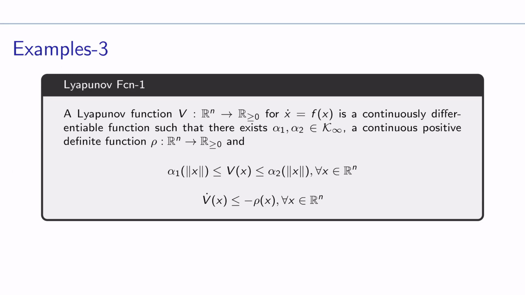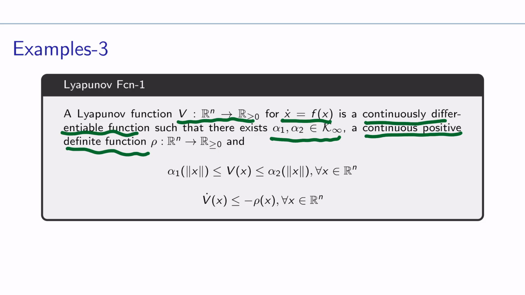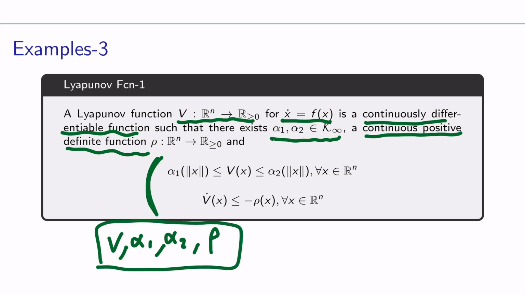All right. So this is our third definition, a Lyapunov function. For a given system, it is a continuously differentiable function such that there exist alpha 1 and alpha 2 from the K infinity function class, and a continuous positive definite function rho, such that those two properties are satisfied. First of all, if you notice, we need to have V, alpha 1, alpha 2, and then the rho function. So not only do we need V, we also need these three other functions to prove the stability, right?